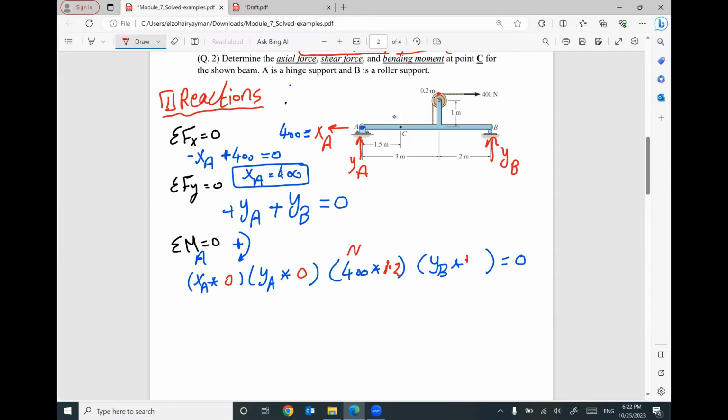Why am I looking for the vertical distance? Because your force is horizontal. For YB, the horizontal distance between its location and point A is 5 meters. I don't care about the direction of the other reactions, because their moments will be 0. 400 times 1.2 will rotate clockwise, so it is positive. YB times 5 will rotate counterclockwise, so it is negative. That means your reaction YB will be a positive value. How much?